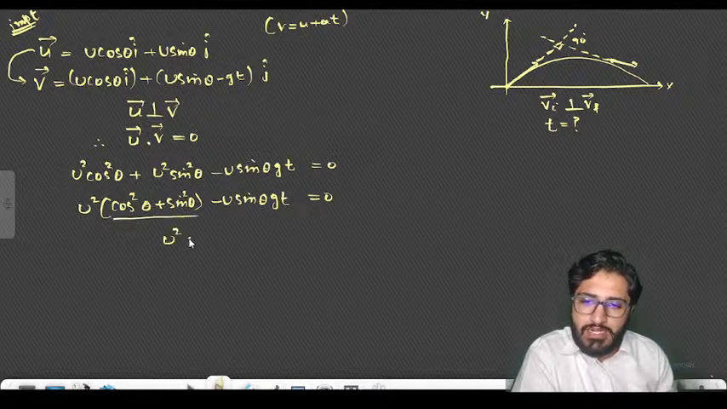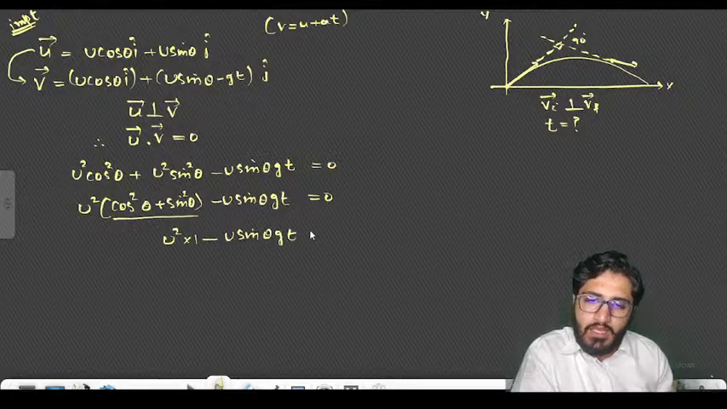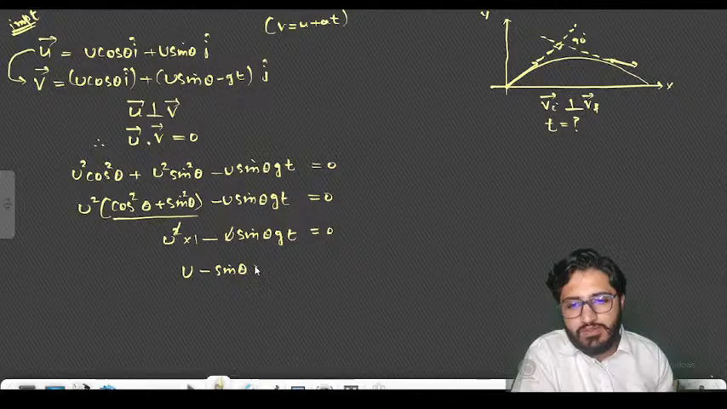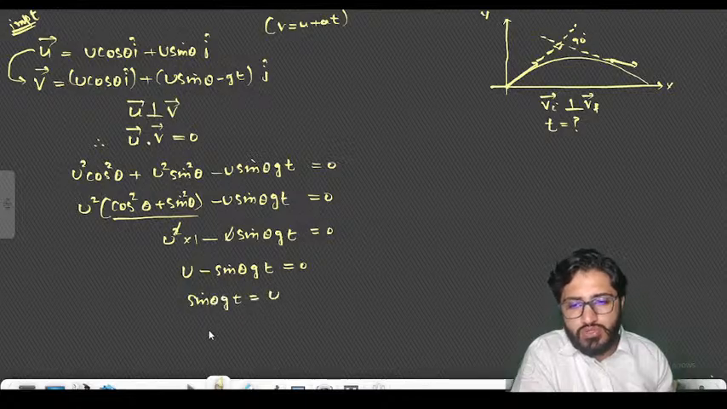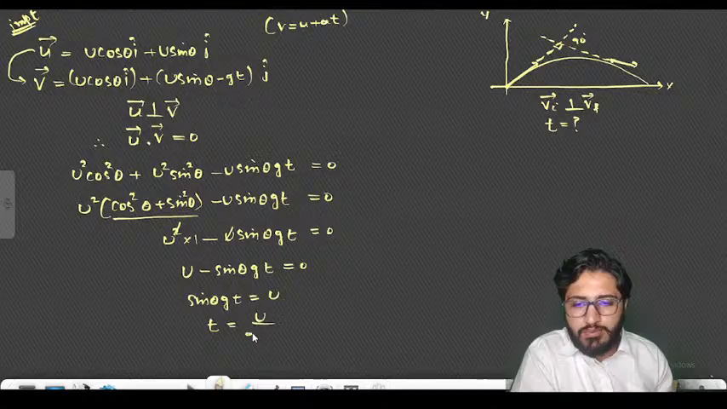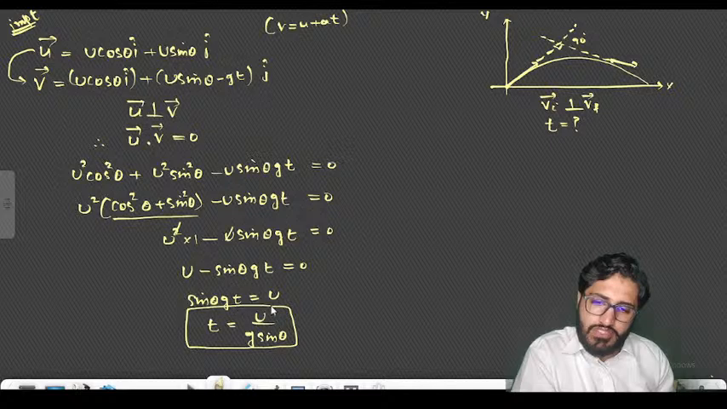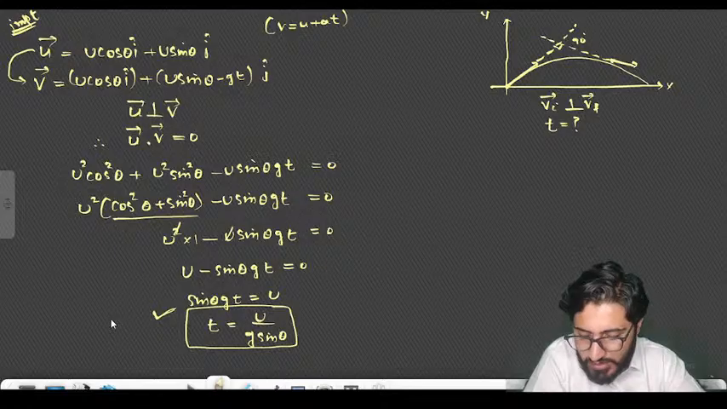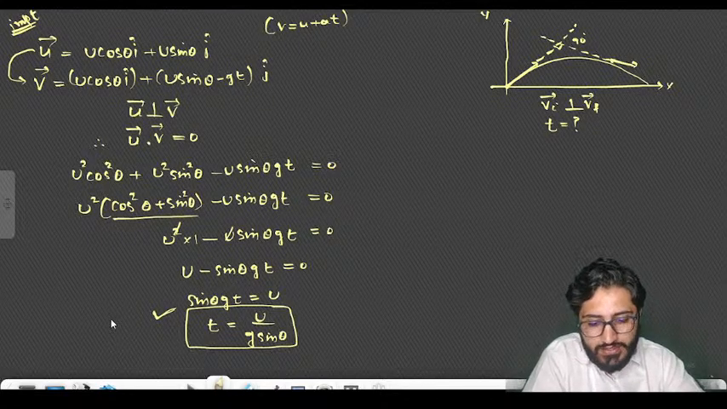Now the whole thing becomes 1. So u square multiplied by 1 minus u sin theta gt equals 0. One u cancels out. So I can write u minus sin theta gt equals 0. So sin theta gt equals u. So t comes out to be u divided by g sin theta. So this is the time in which my final velocity becomes perpendicular to my initial velocity. Done?